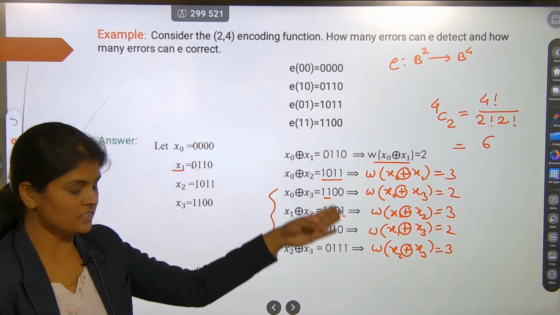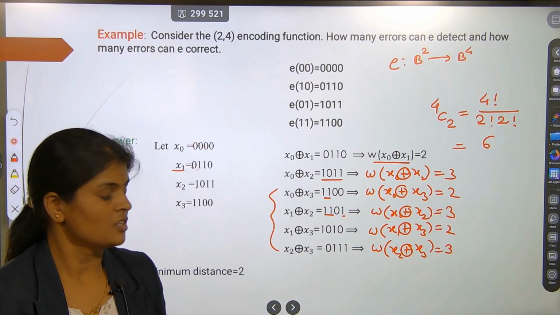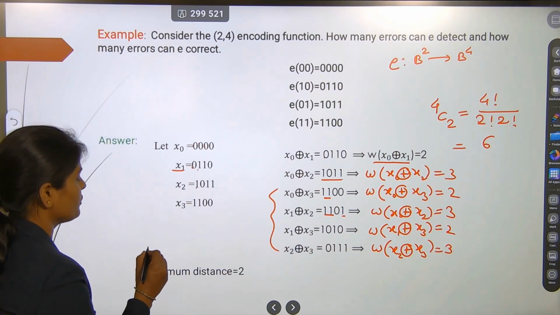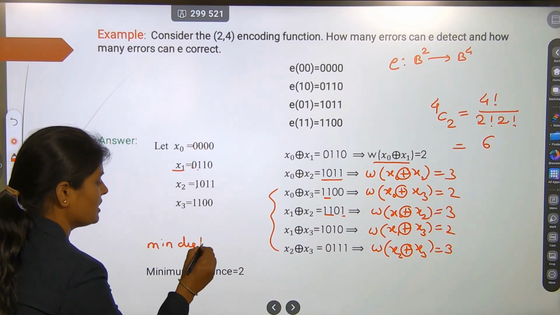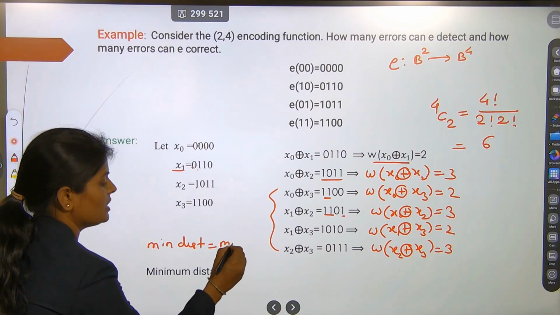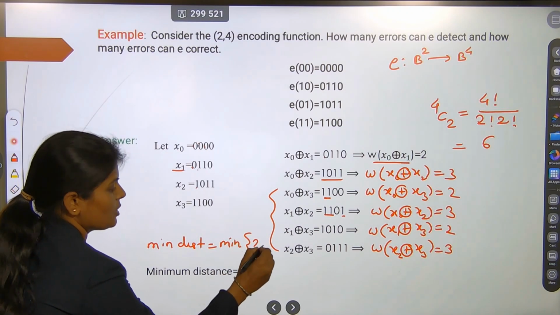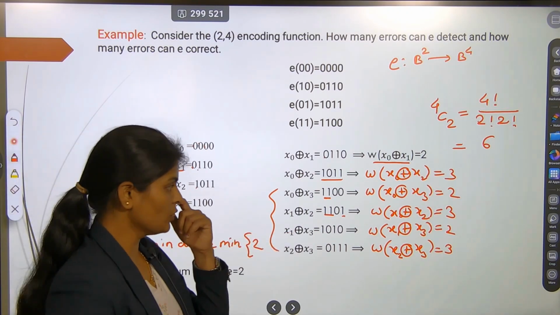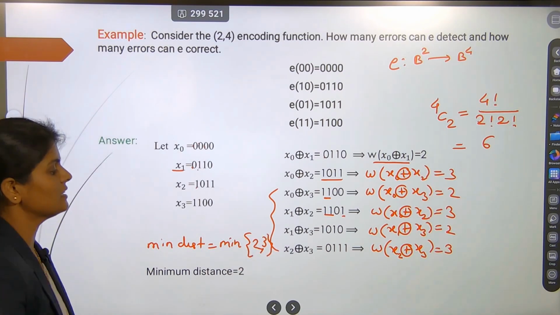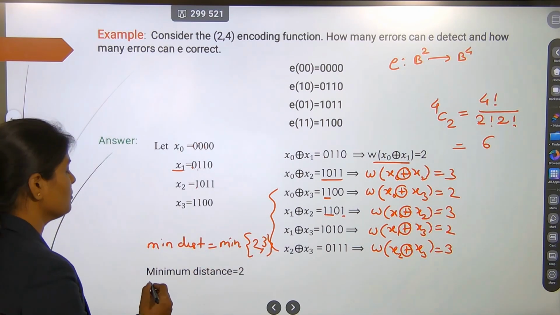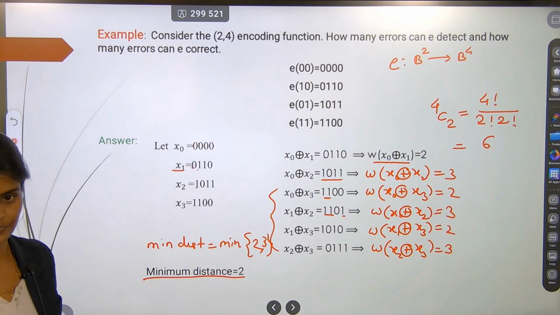After finding the weight of all distinct pairs, the last step is to find the minimum distance. The minimum distance is the minimum of the distinct weights. The distinct weights are 2 and 3 only. The minimum of 2 and 3 is 2. So we get a minimum distance of 2.